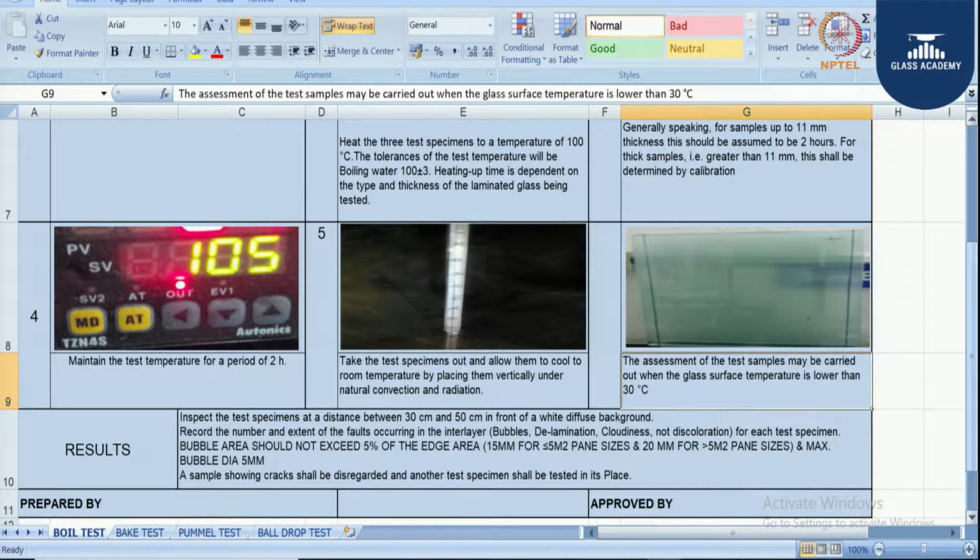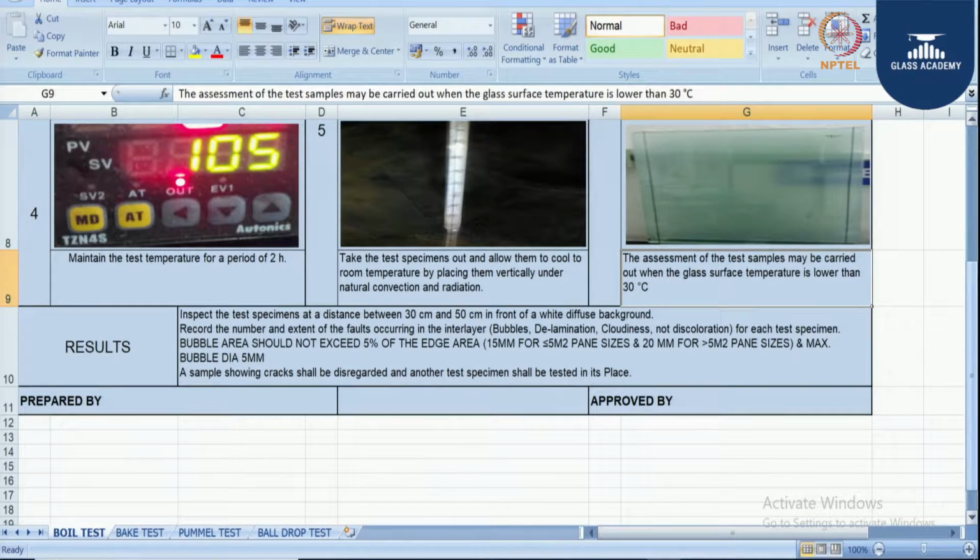Once the 2 hours is completed at 100 degrees centigrade, we remove the glass from the boil test chamber and inspect the glass against a background for bubbles, haziness and discoloration. The result: inspect the test specimen at a distance between 30 centimeters and 50 centimeters in front of a white diffused background. Record the number and extent of faults occurring in the interlayer in the form of bubbles, delamination, cloudiness, discoloration.